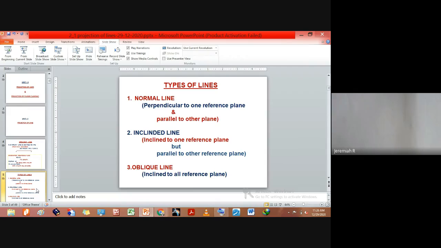So parallel to one reference plane, but inclined to the other reference plane. That is called an inclined line. And an oblique line is inclined to HP as well as VP.